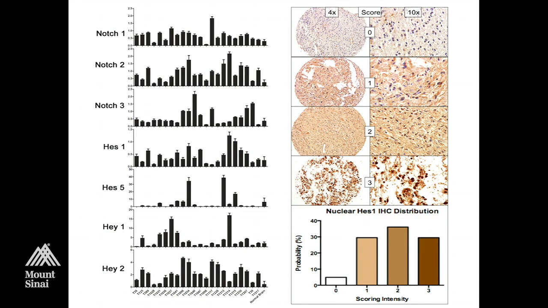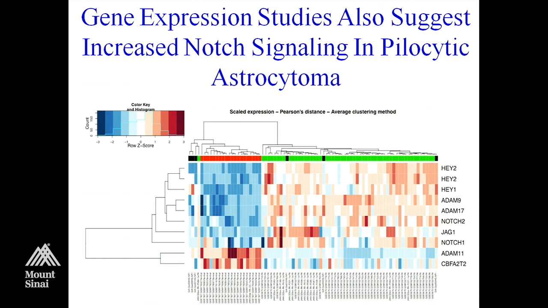optic nerve. And in fact, when we looked at a number of human pilocytic astrocytomas, including four or five of these were lesions from the optic pathways, and looked at a number of notch pathway components, either by RT-PCR at the mRNA level, as shown on the left, or immunohistochemically, as shown on the right. We could see that the notch pathway was significantly upregulated. There's normal brain here in the far right. So there was significant upregulation of notch pathway receptors and targets in human pilocytic astrocytomas.